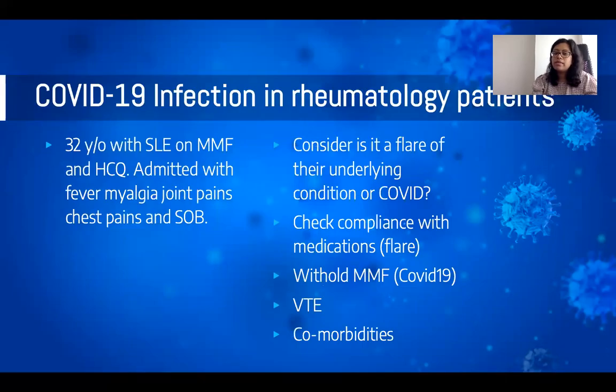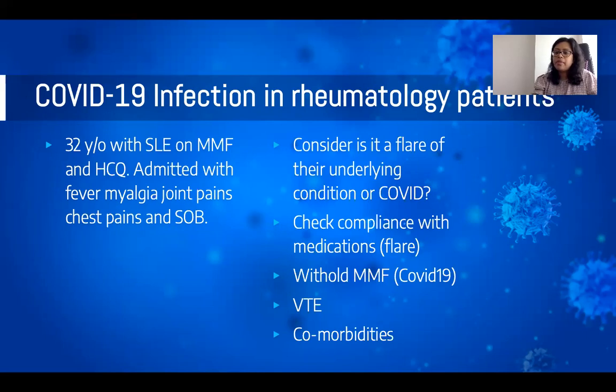So the next case is of a 32-year-old lady with lupus on mycophenolate mofetil and hydroxychloroquine. She's come in with fever, myalgia, joint pains, chest pains, and breathlessness. So the first thing to consider is whether it is a flare of her underlying condition, or does she actually have COVID-19 infection? If you think she's having a flare of her lupus, you want to check compliance with medications, as some patients are worrying about taking immunosuppressive drugs during the coronavirus.